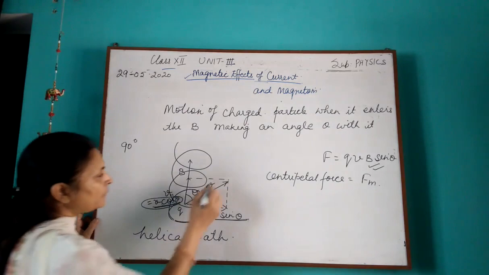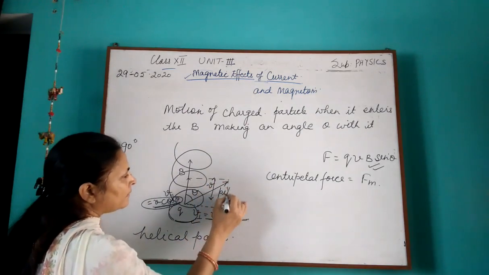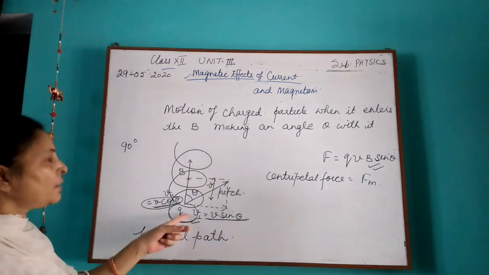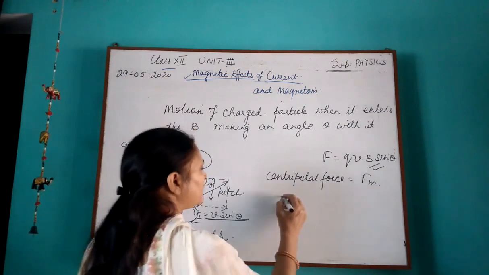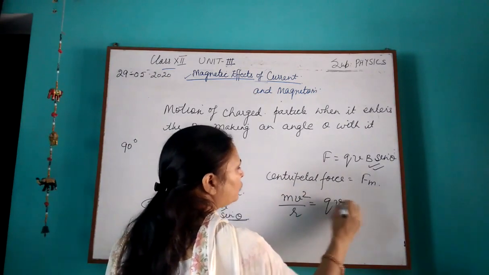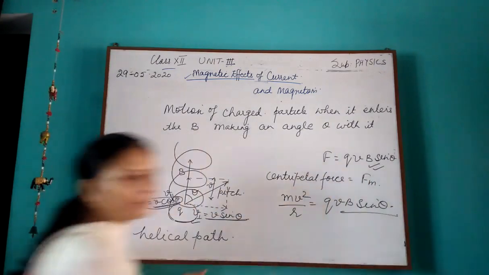The distance between two circular paths is known as pitch, and the radius of the circular path can be obtained from the condition mv square over r equals qvb sine theta.